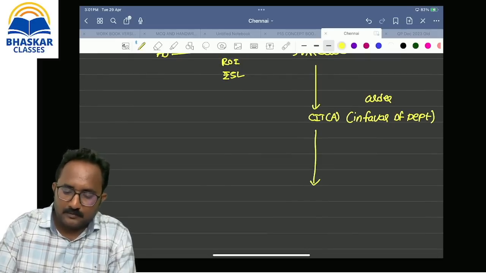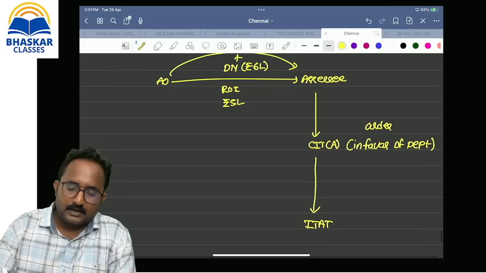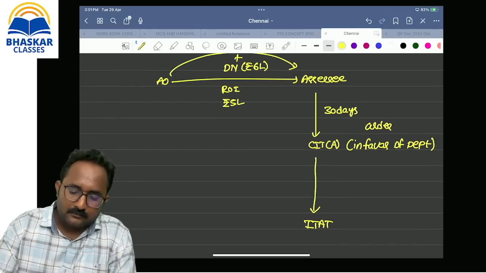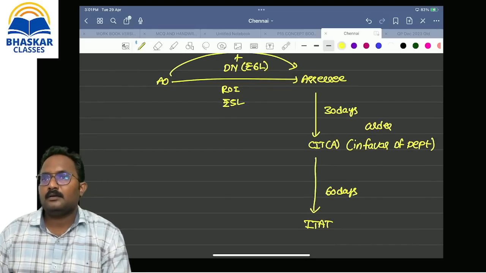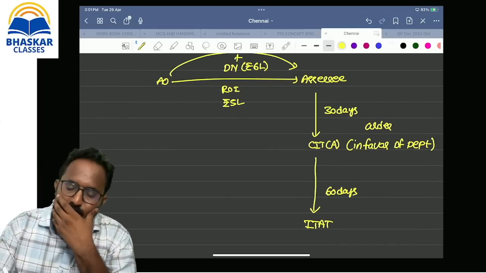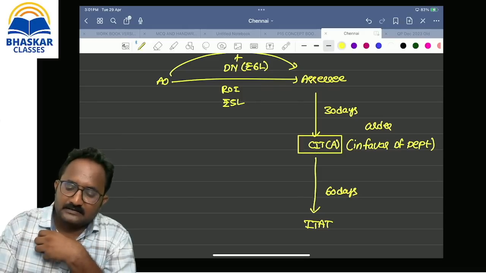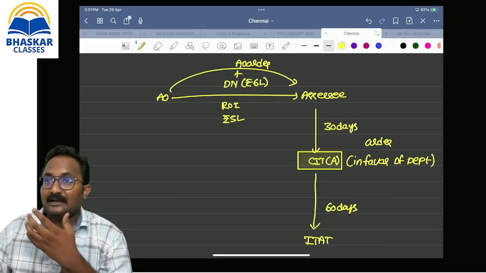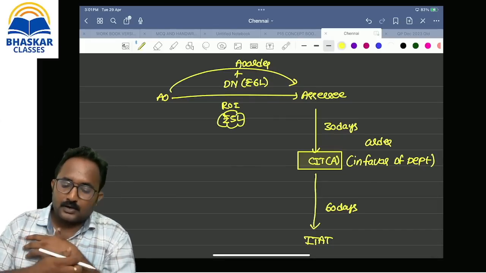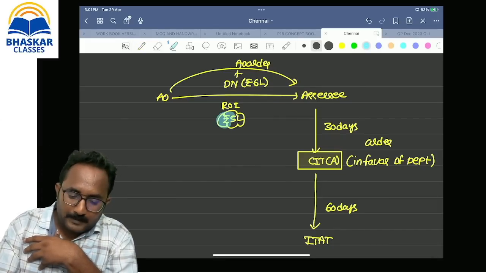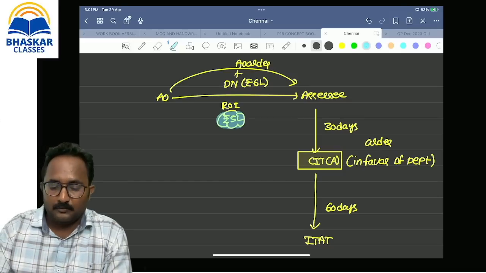The assessee can make an application before whom? ITAT. So here within 30 days you have to make it, and after that, within 60 days. Now, if you want to make an appeal before the CIT appeals, what tax are you going to pay? Since you filed the return of income, you have to pay the amount mentioned in your return of income. If you pay, then only they will accept the appeal.